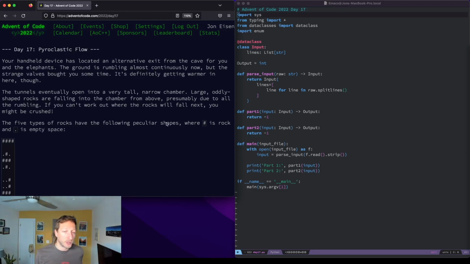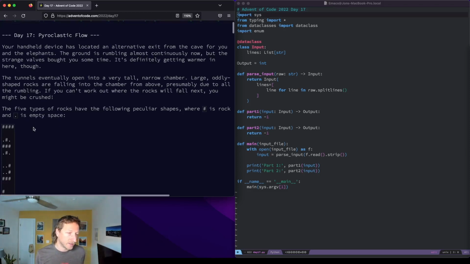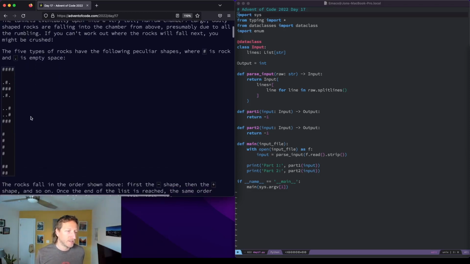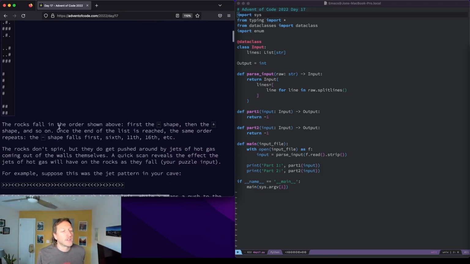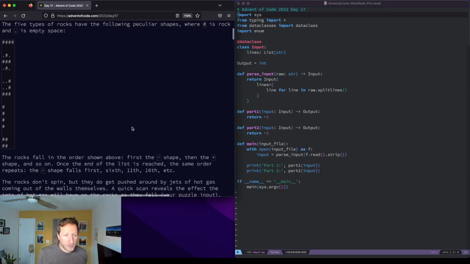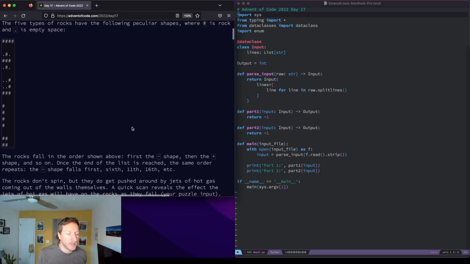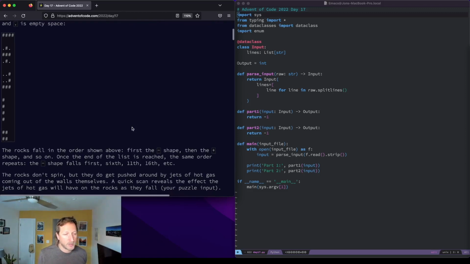5 types of rocks of peculiar shapes, where pound is a rock and dot is an empty space. Okay, these look like Tetris pieces. The rocks fall in the order shown above. First the dash shape, then the plus shape, then the backwards L shape, and so on. Once the end of the list is reached, the same order repeats. Okay, so these fall over and over and over again.